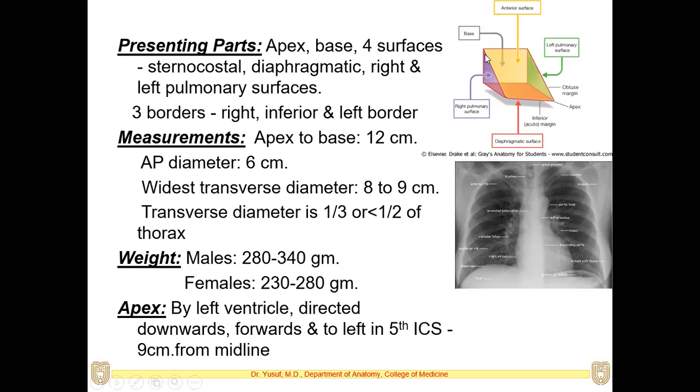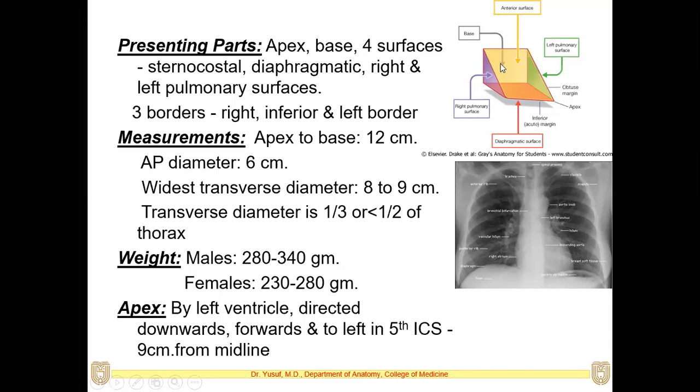Just opposite to that is the base. Base is behind, not below. So base is behind. The posterior surface of the heart is the base. Okay, so remember this, apex is in the front and the base is behind. And this surface is called as the diaphragmatic surface. This is not the base, but it is called as diaphragmatic surface. The surface on which the heart will be sitting on the diaphragm. Here will be the diaphragmatic surface.